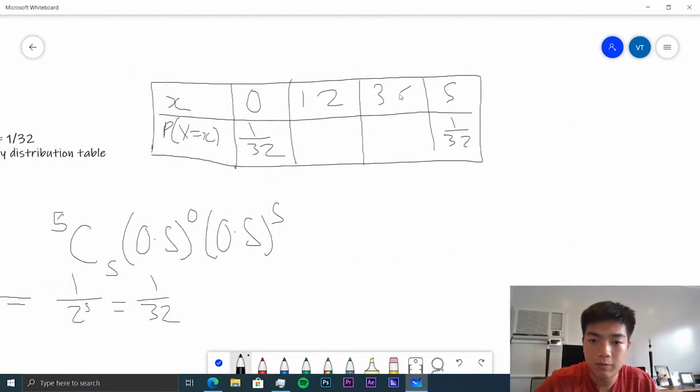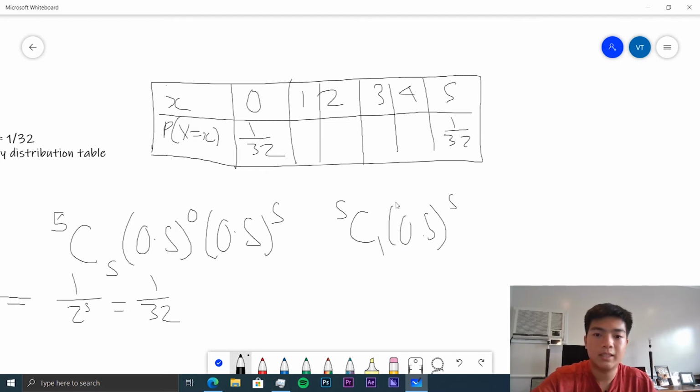So 1, 2, 3, 4. So for 1, this is 5 choose 1 times 0.5 to the 5. So it's just more or less 5 over 32, 10 over 32, 10 over 32, 5 over 32, and 1 over 32.